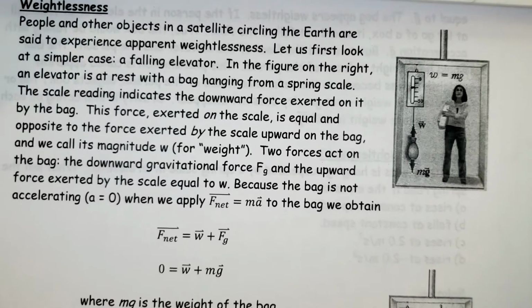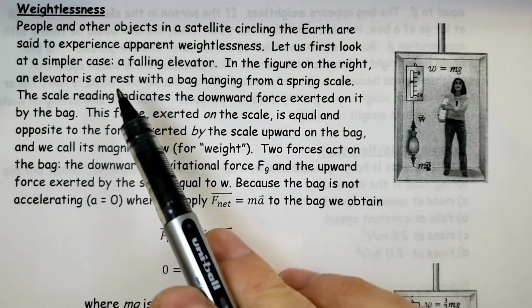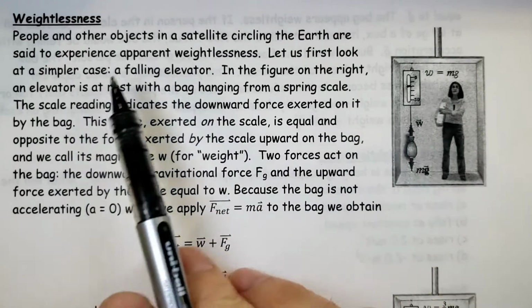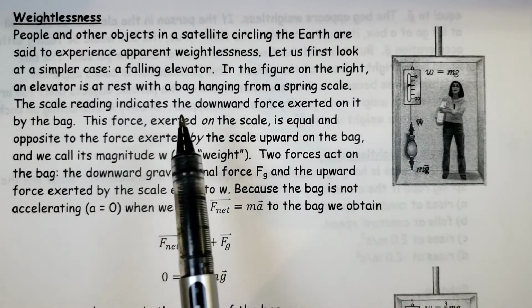Back Physics 30. This is the last part of the FI 1.3 video. So we look at weightlessness. People and other objects in a satellite circling the Earth are said to experience apparent weightlessness.